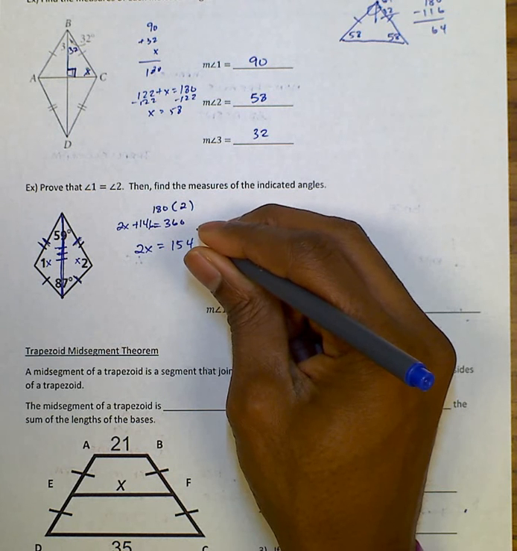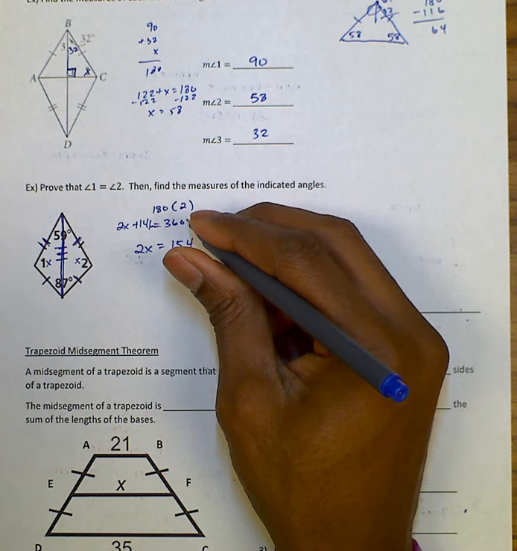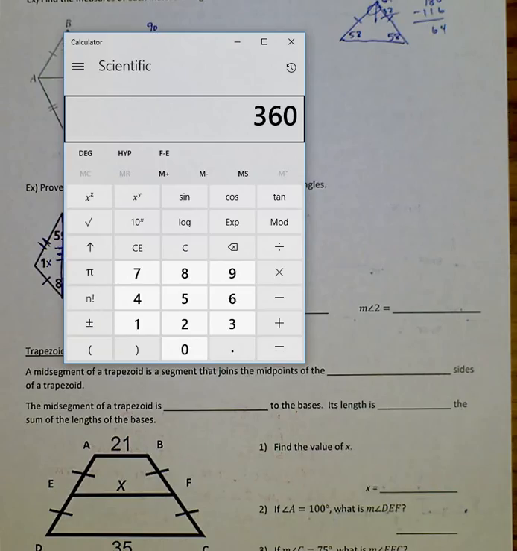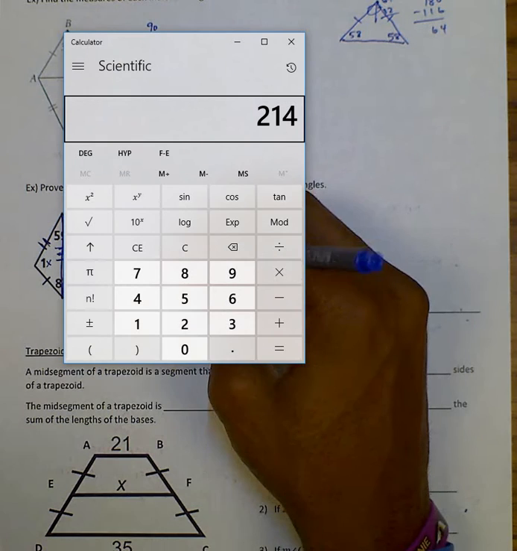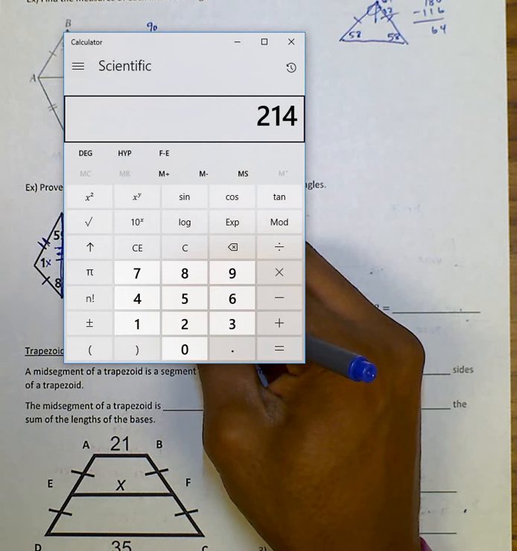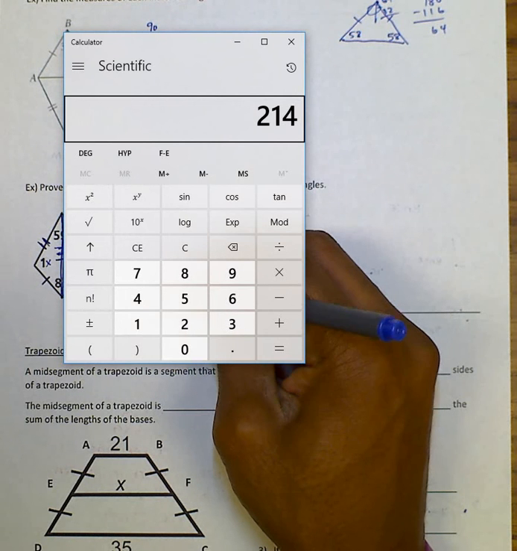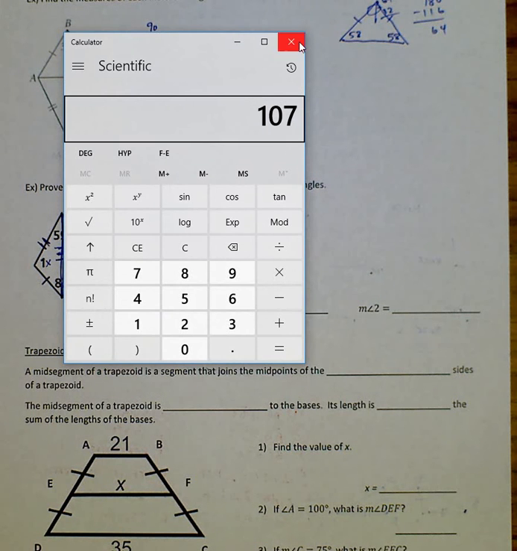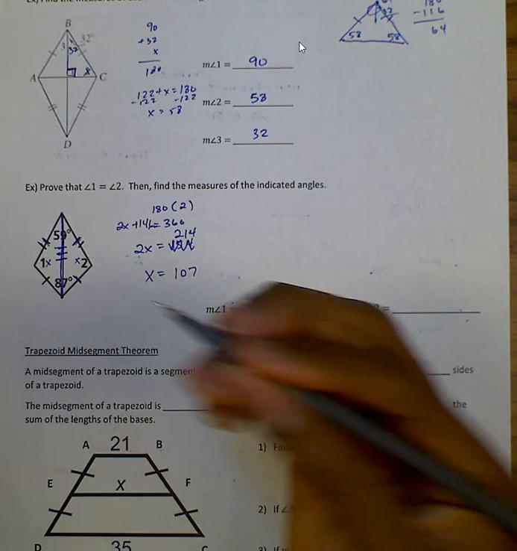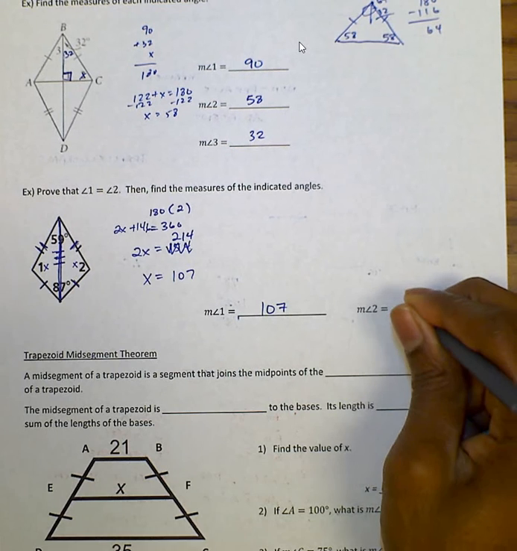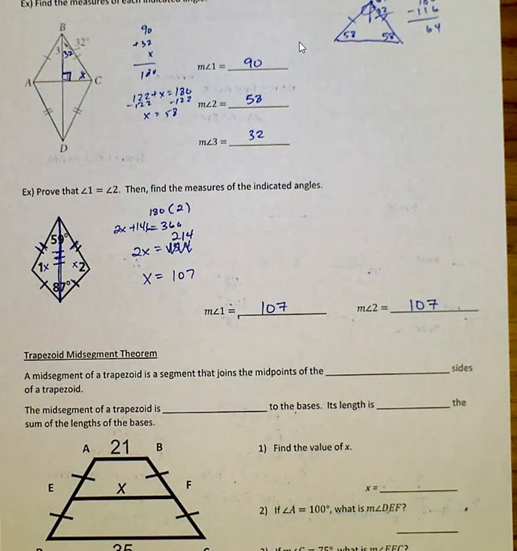Right? No, probably not right. 214, but now I'll do it in the calculator since probably instills some doubt. Okay, so 2x is 214. So then x is going to be 107. So we find the value of x is 107, and that is the measure of angle 1. And like we said, since those two have to be the same, the measure of angle 2 as well.